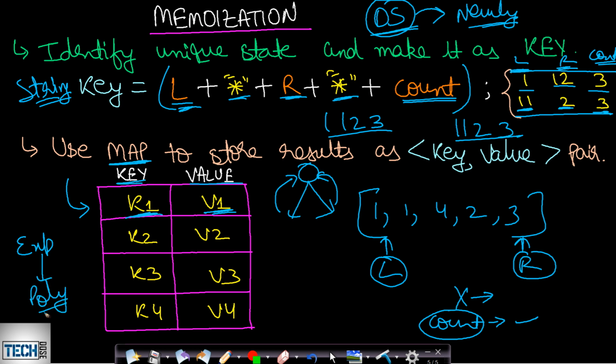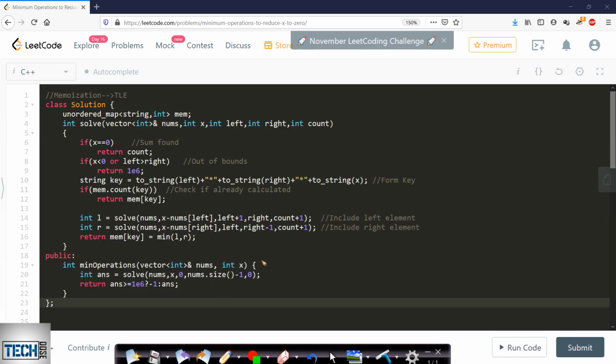Okay. So let us now look at the code. This is the memoization code which I have written. In this case, we will be getting the nums array as well as the value x. And as I had already explained, we will be storing our answer in the answer variable. And if it is not possible to reduce x to 0, then we will be returning -1. Otherwise, we will be returning the sequence length. Here I am using this indicator 1e6, which is nothing but 10 to the power 6, as an indicator that it will not be possible to form this sequence. It will not be possible to reduce x to 0.